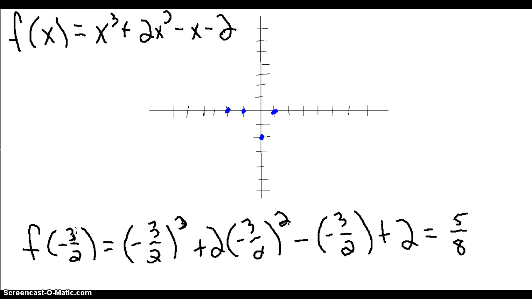Okay, I'm going to go ahead and plot that point roughly. So negative 3 halves, again, we're about halfway between negative 1 and negative 2. And then we go up a little bit past halfway, but not to 1. I'm going to plot that point here. Okay, now let's go ahead and graph this.